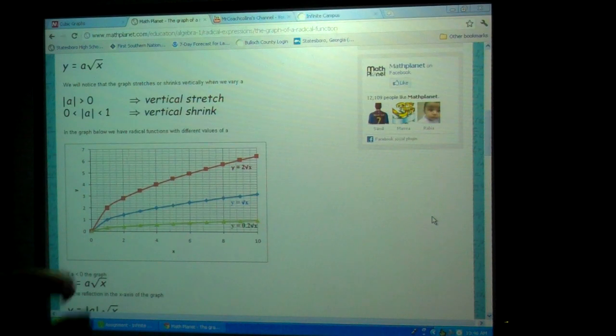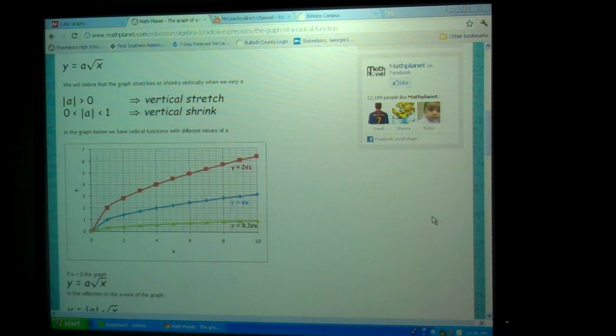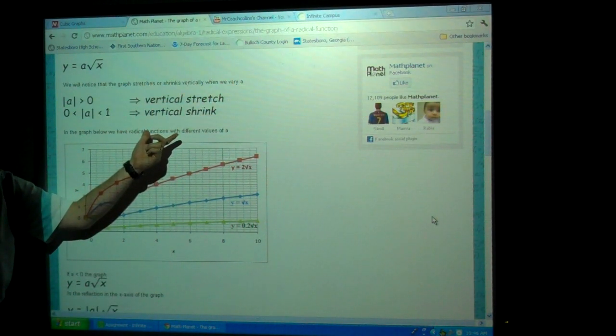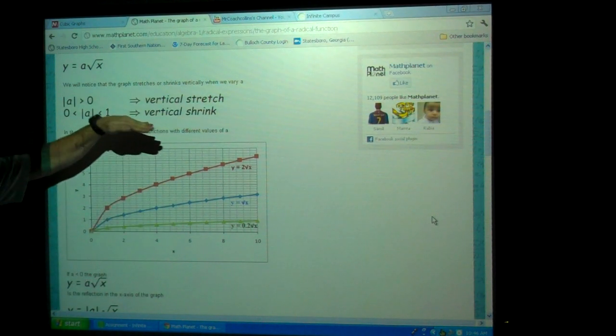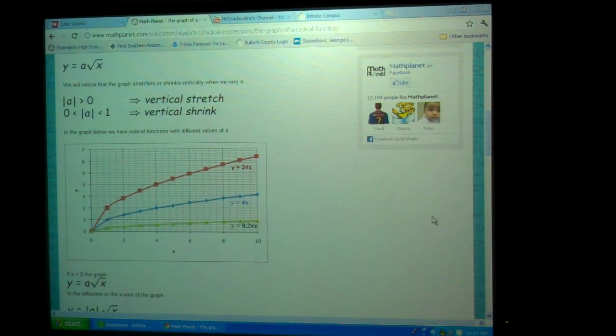What about if A is in between 0 and 1? Then what do we have? A vertical shrink. Is that the same as cubics? Yes, it's exactly the same. I'd write that down. You need to know how that impacts the graph, though, and I'm fixing to talk about that. I'm giving you a chance to write this down. I'm going to talk about the graphs in just a minute.